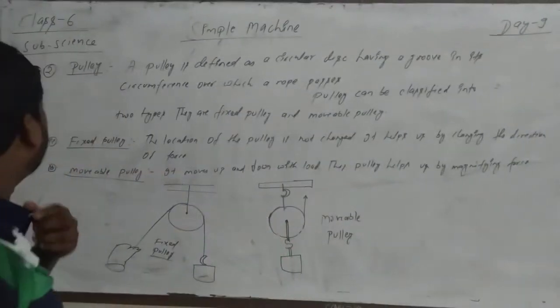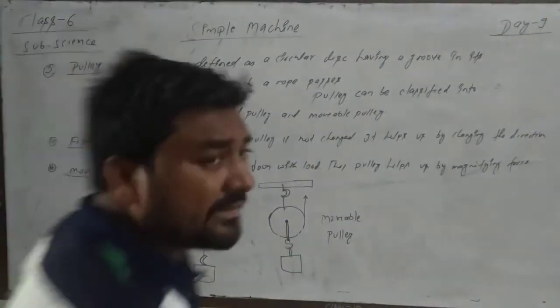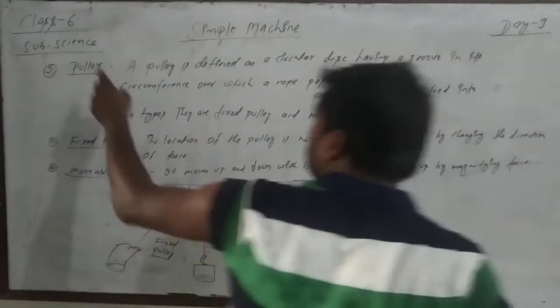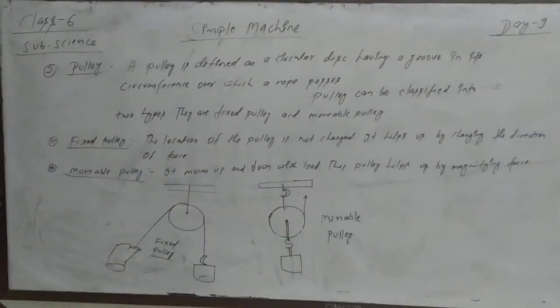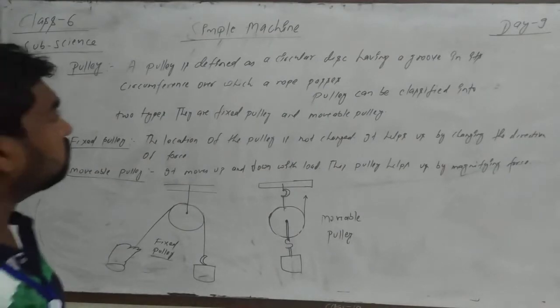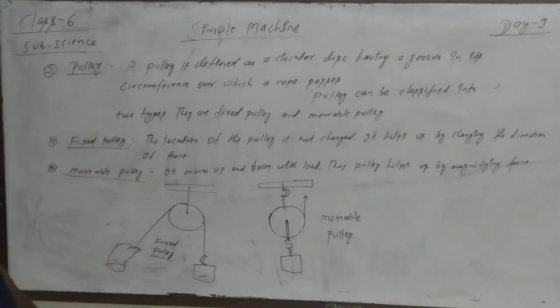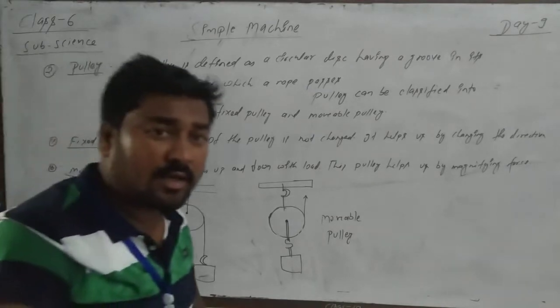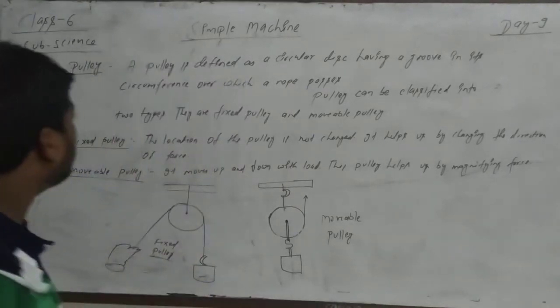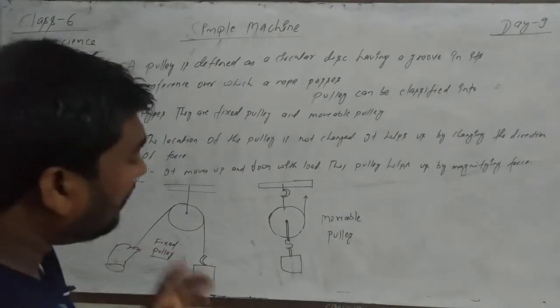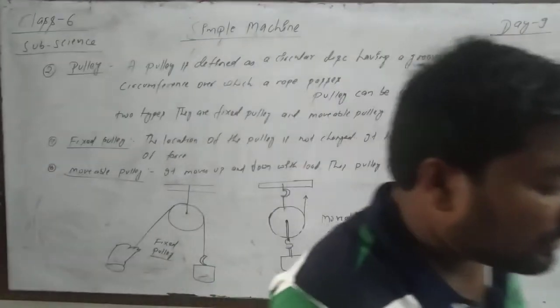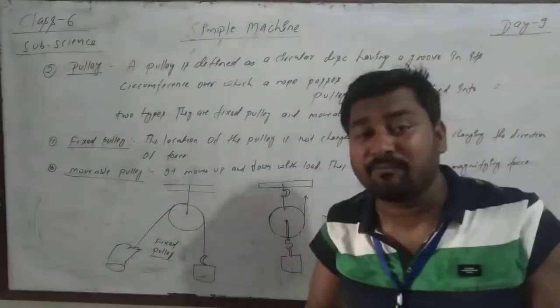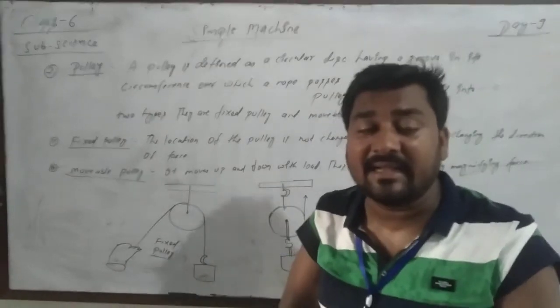We are here in day B9 of class 6. We have studied the first type of simple machine, the lever. Today we are discussing pulley. What is the meaning of pulley and how can we define that?